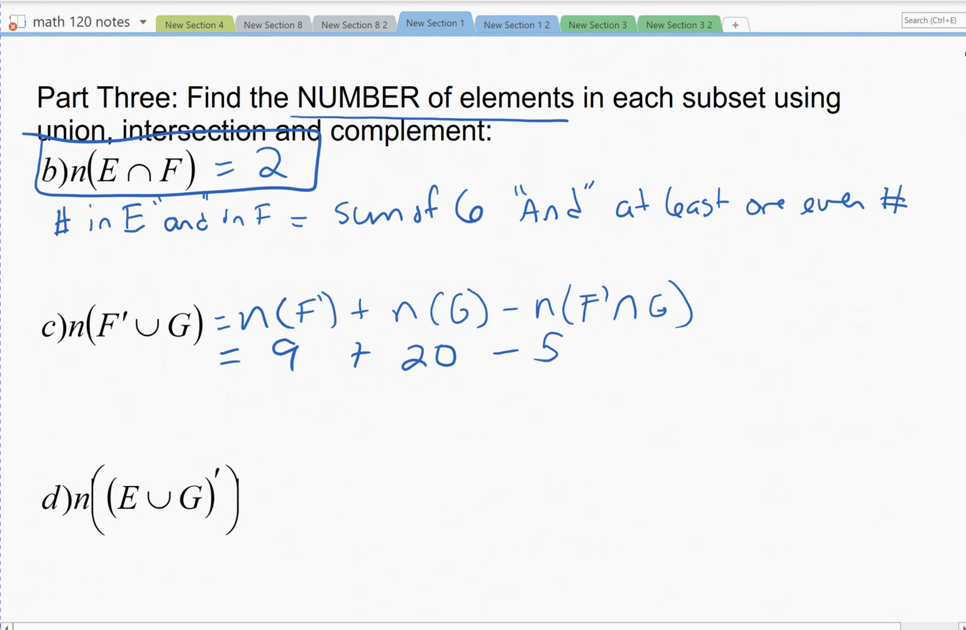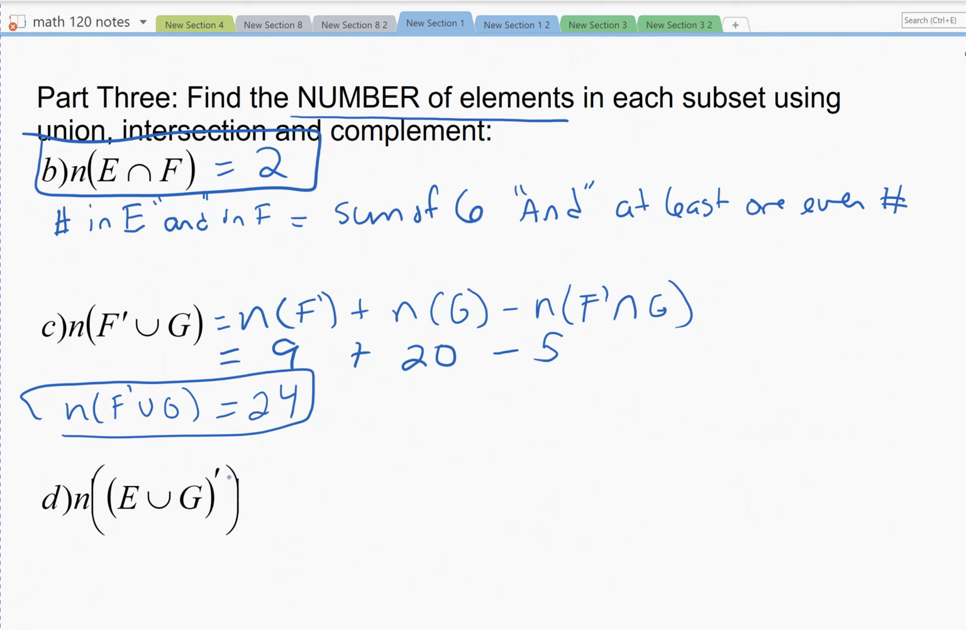Alright, so I've got 9 plus 20 minus 5, and so there are 24 outcomes that are not in set F, or they show up in set G. Alright, now, there is an alternative to this. Now, a good rule of thumb is always write out the rule, right? So you don't accidentally count anybody more than once.